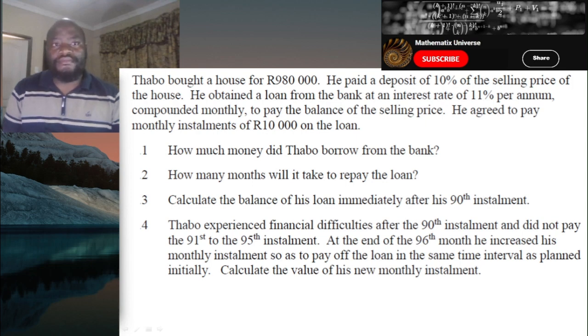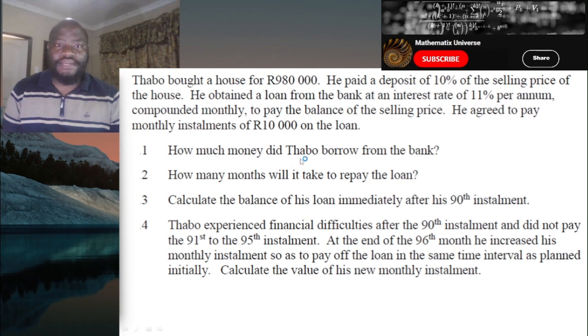Hey everyone, so today we're doing a finance problem and it goes like this. It says Tavo bought a house for 980,000 rands. He paid a deposit of 10% of the selling price of the house. He obtained a loan from the bank at an interest rate of 11% per annum compounded monthly to pay the balance of the selling price. He agreed to pay monthly installments of 10,000 on the loan.